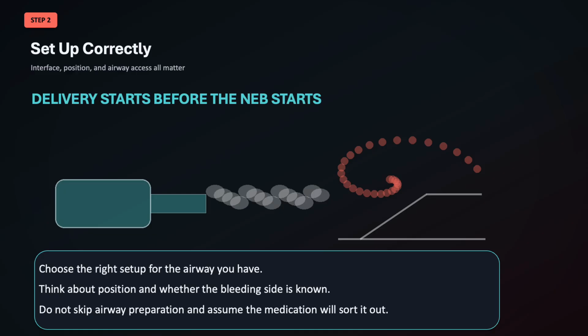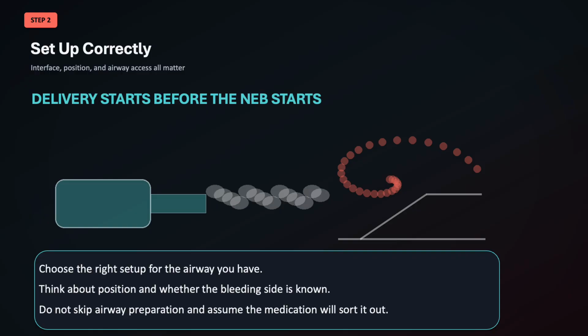Step 2 is setup, and this is where success or failure is decided early. Delivery doesn't start when the nebulizer turns on. It starts with how you build the setup. Let's talk details. If you're using a small volume nebulizer, your target flow is 6 to 8 liters per minute, enough to generate consistent aerosol, not so high that you blow the medication past the airway. If you're using a mesh nebulizer like Aerogen, it does not require added flow to generate aerosol. Flow is determined by the patient's oxygen setup. These are often preferred in ventilated or high acuity patients for better deposition.